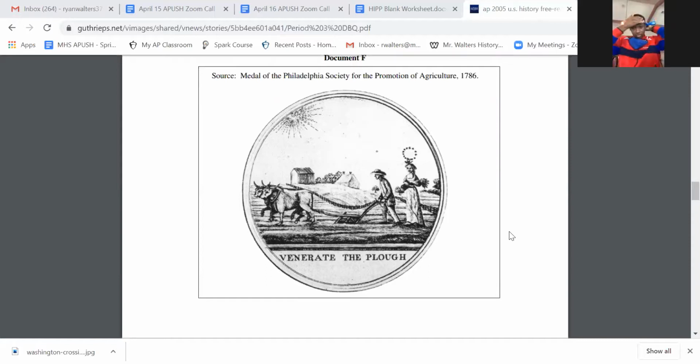So let's move on to document F here. It says venerate the plow. And so you see them out, looks like some oxen there, and they got the plow going behind them. Nice hair there, Antoine. It's looking good, looking fresh. So what do you guys think there? What would you say about this source?